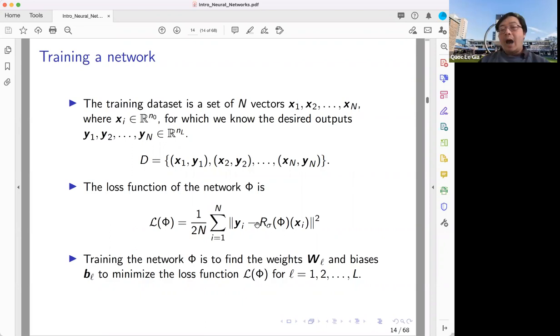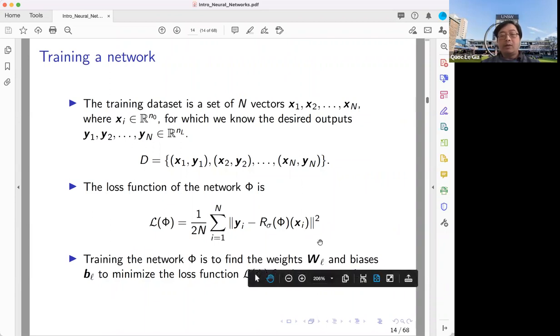And ideally you want this to be 0, because that is how you fit the data to the correct outputs. But in practice it's not easy to make it 0, so you try to minimize it. This we call the loss function. So training a network is trying to find the weights, the matrices WL, and the biases BL on each level, to minimize the loss function.